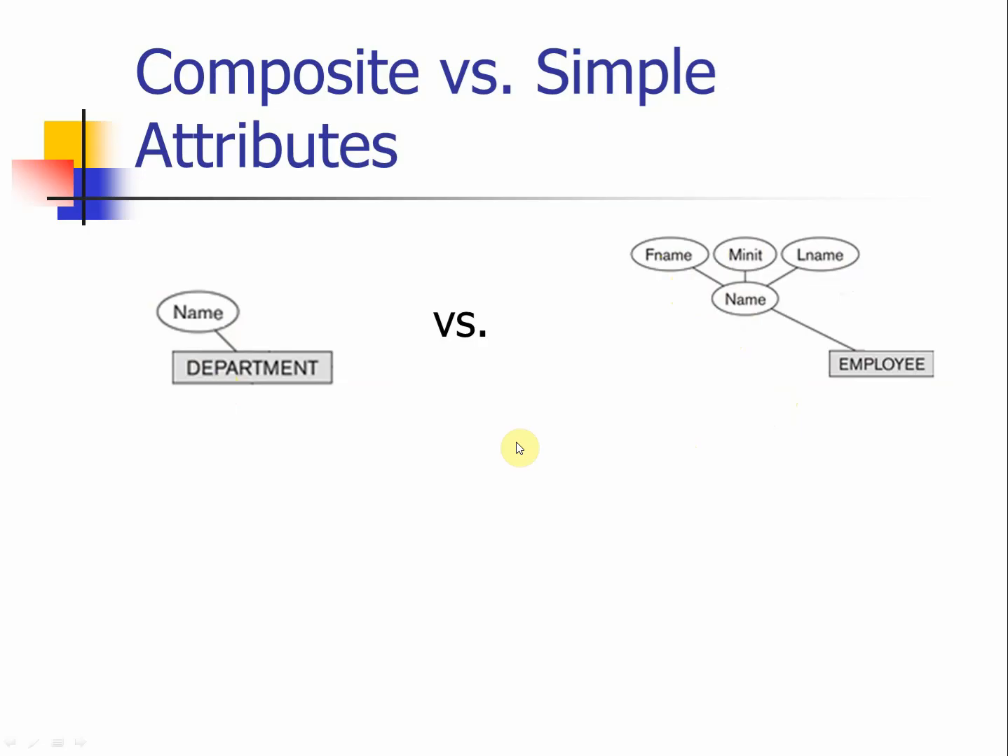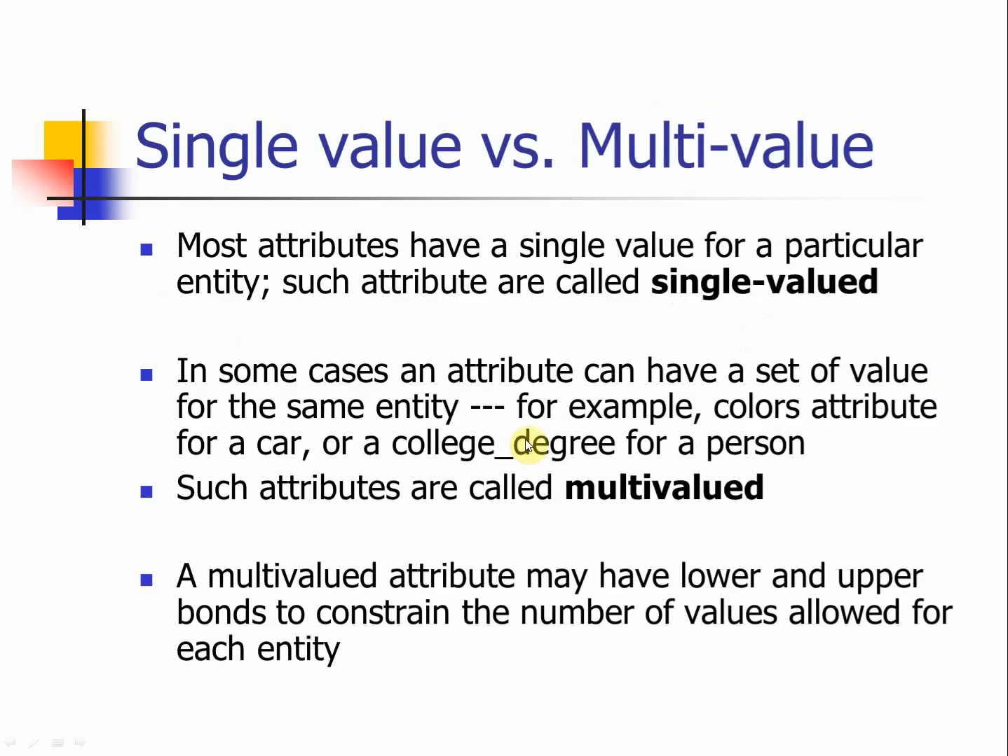Now, let's take a look at the next one. Single-valued versus multi-valued. If the attribute describes a single value for a particular entity, such attributes are called single-valued. For example, salary. Salary is a simple attribute as well as a single-valued attribute. The same thing with gender. In some cases, an attribute can have a set of values for the same entity. For example, the color attribute for a car.